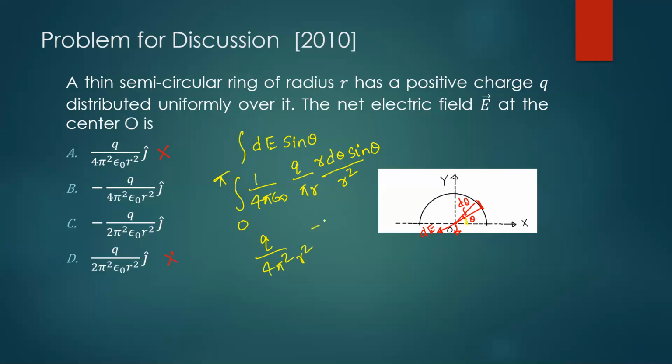The integral of sine theta d theta is minus cos theta, and then you substitute 0 to pi. You're familiar with minus cos theta; that's 2. So you should get the answer as C, because you get 2 in the numerator, so in the denominator you have 4. You understand? The direction is vertically downward, so that is why minus j cap.